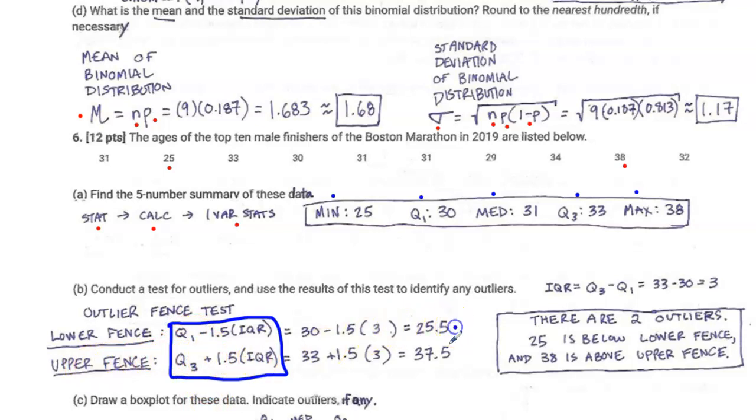The lower fence in this case is 25.5, and the upper fence is 37.5. Oh, well, check this out. It says there are 2 outliers. 25 is below 25.5, so it is an outlier. See what I talked about before? I said that 25 seemed a little low. And 38 is above the upper fence. Oh, 37.5, 38. I told you that 38 seemed a bit high.